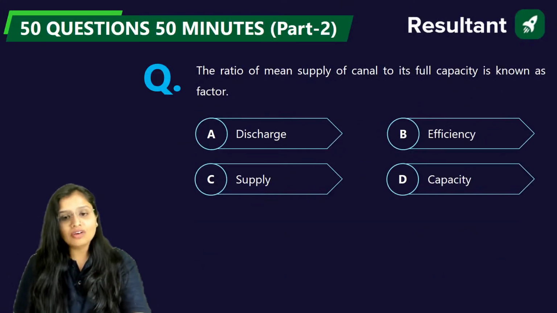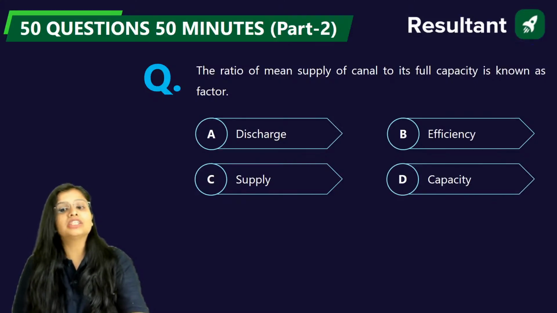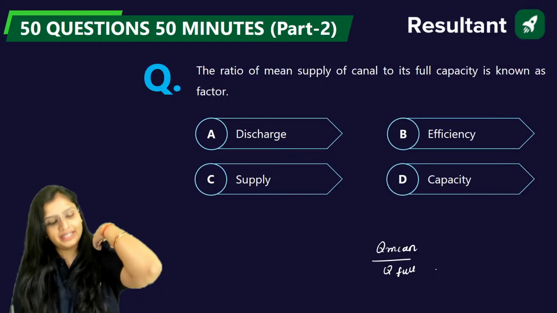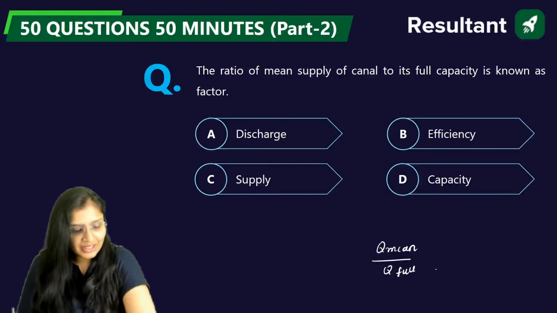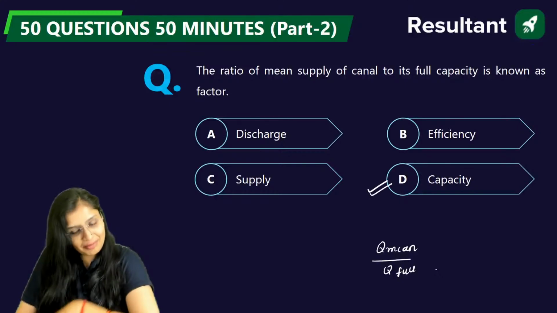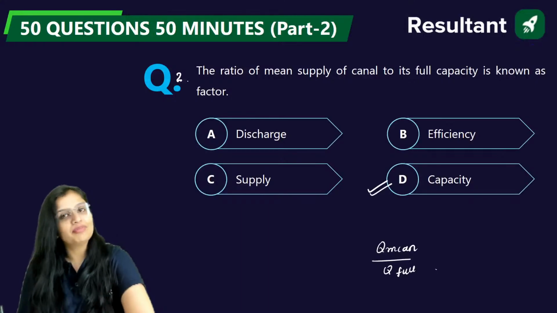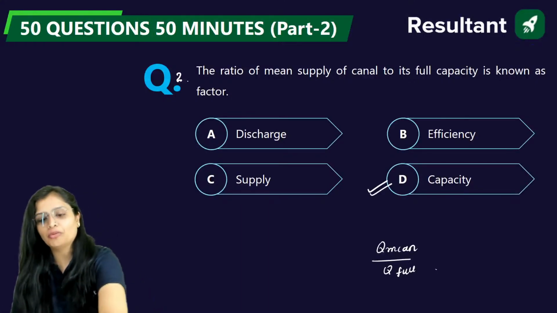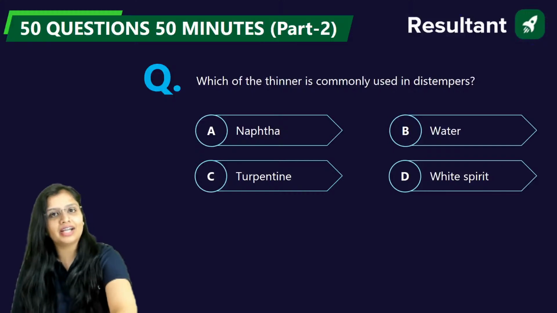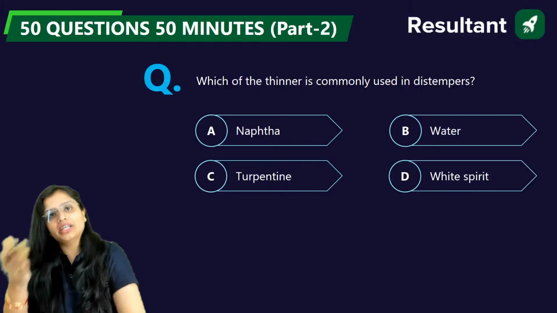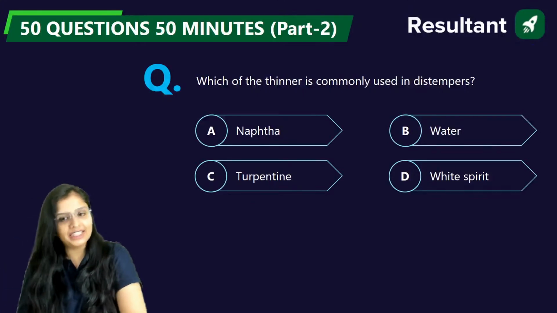Now, coming to the next question. The ratio of the mean supply of canal to its full capacity is known as what, guys? Very good. This is known as capacity. You have written mechanical world, but you are answering it correct for civil. Impressive. So that is capacity. Clear? This is from your topic irrigation engineering. You have time factor, you have capacity factors. Time factor is the number of days the canal actually runs divided by the number of days of irrigation period.